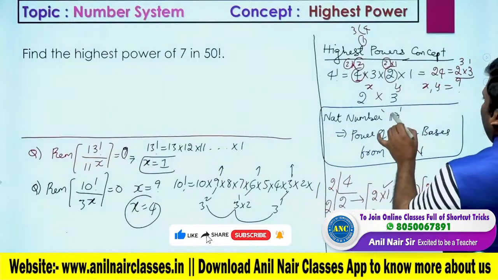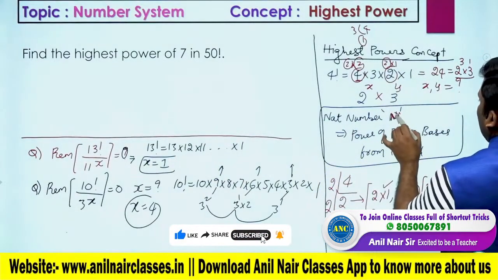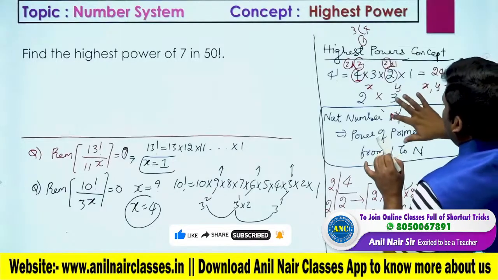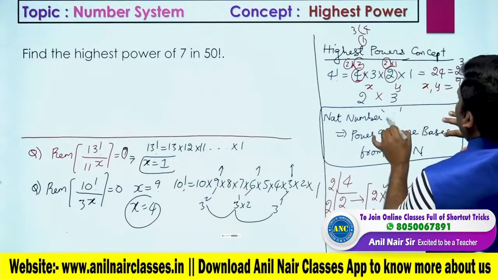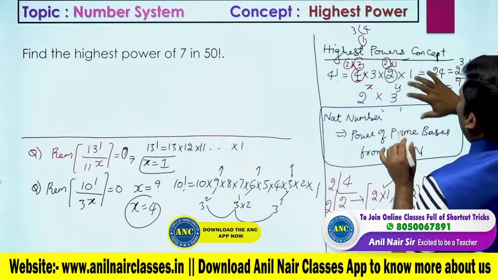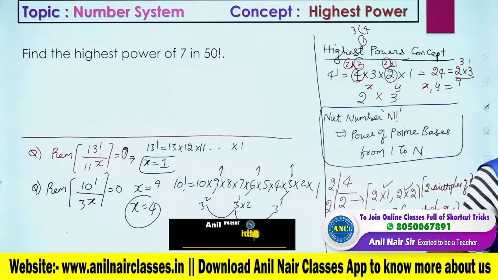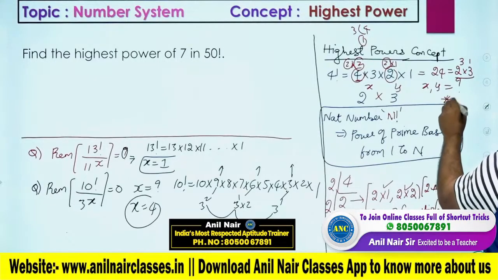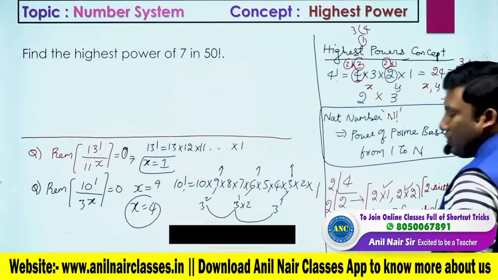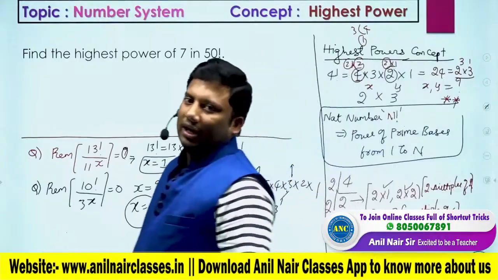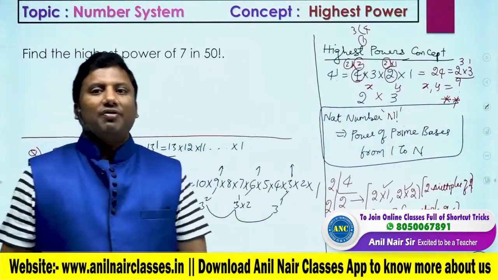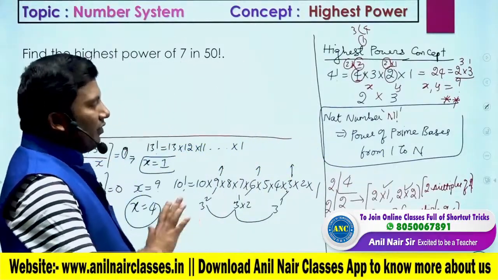Every natural number n factorial can be written as a power of prime numbers, powers of prime bases from 1 to n. The entire class is based upon this single key point, sir. Every natural number n factorial can be written as a power of prime bases from 1 to n.